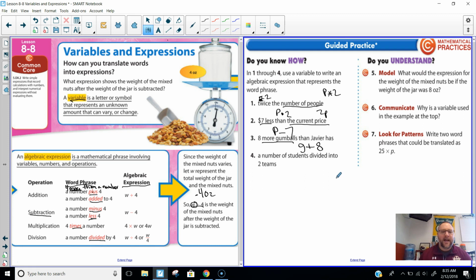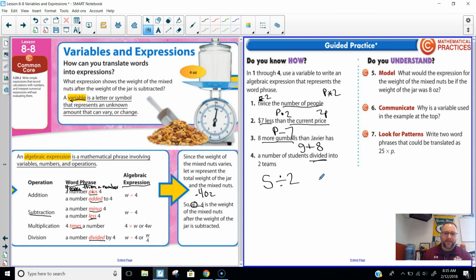Alright, let's look at number 4. A number of students divided into 2 teams. This is pretty easy. It's telling us right here we are dividing, right? So I'm going to use S as my variable here for the number of students. Now I know I'm dividing, and I'm dividing it into 2 teams. So S is being divided by 2. It's very important that we put this in the correct order. If I put it in the incorrect order, my answer will be way different than it should be. So a number here is S. This is the S, the variable. And it is being divided by 2. So the easiest way to do this would be S divided by 2.